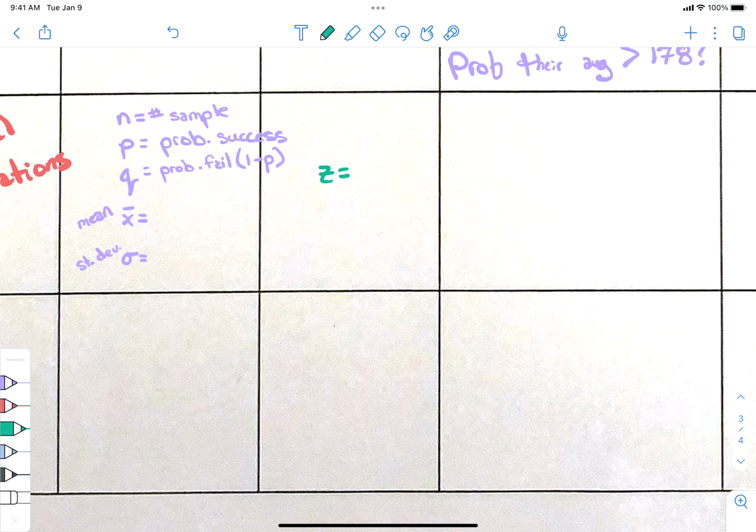What is the formula? x minus x bar, divided by the standard deviation. It's still x minus x bar over the standard deviation. Still the same normal z-score. We just have to work.